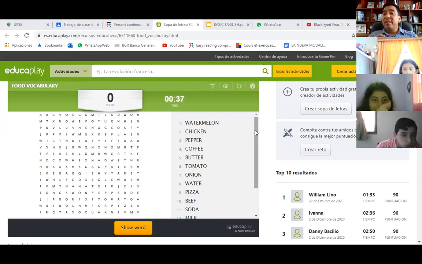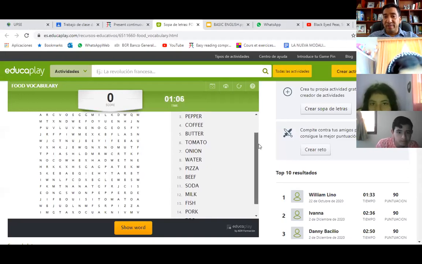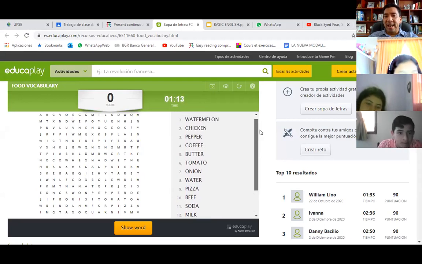Okay. So this is an Educa Play activity, and in this Educa Play activity, we're going to practice food vocabulary. As you can see, we have some vegetables, some fruits, some drinks, some fast food. Okay, let's see. So we have, for example, the watermelon, the chicken, the pepper, the coffee, butter, tomato, onion, water, pizza, beef, soda, milk, fish, pork, and egg.